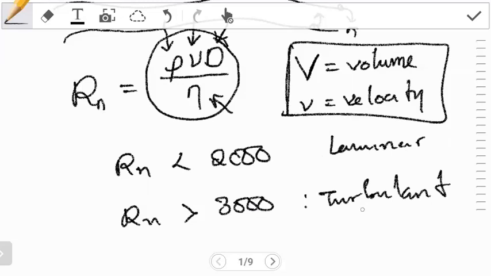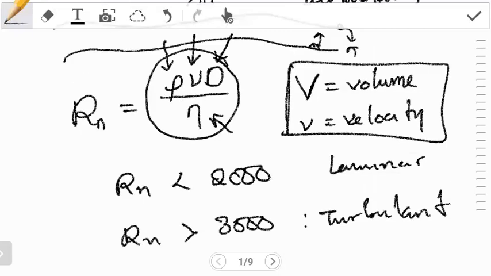So from here you see that to determine this number, again, you will need the density of the fluid, the velocity of the fluid, the diameter of the tube where the fluid is flowing, and the viscosity of that particular fluid. So it's not only the velocity that will determine whether the flow is going to be turbulent or laminar. We'll also have to look at what the density is, what the diameter is, and also what the coefficient of viscosity is.